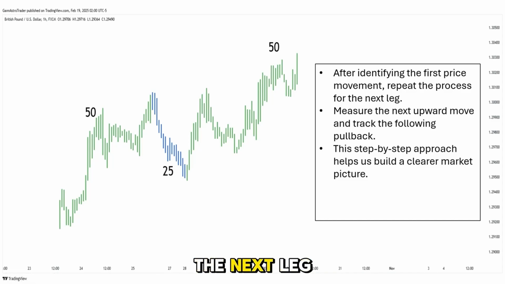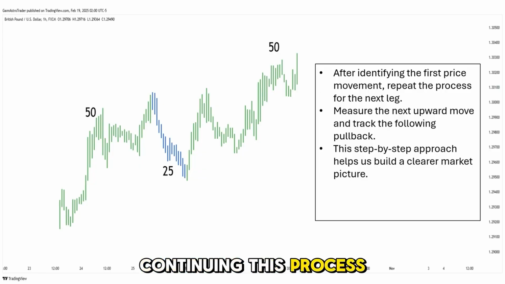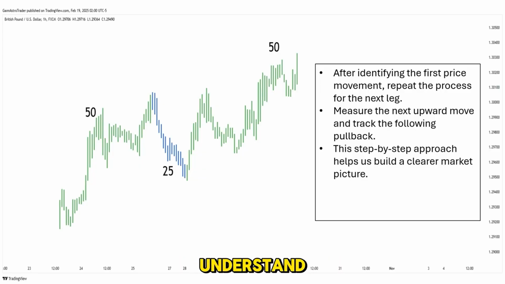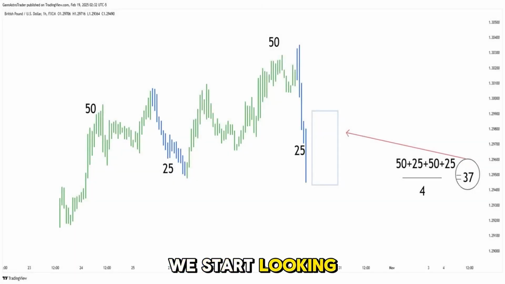Next, we do the same for the next leg up and down, continuing this process to gather numbers that help us understand the overall movement of the market. By tracking these waves of price action, we can start identifying trends, support and resistance levels, and even potential reversal zones. Once we have these measurements, we start looking for patterns. What's the trend? If we see a series of higher highs and higher lows, that tells us we're in an uptrend. Some people call this a bull pullback, but at its core, it's simply an uptrend.